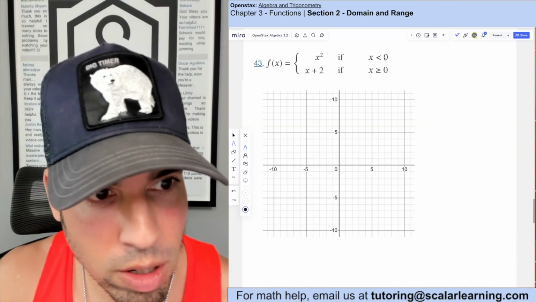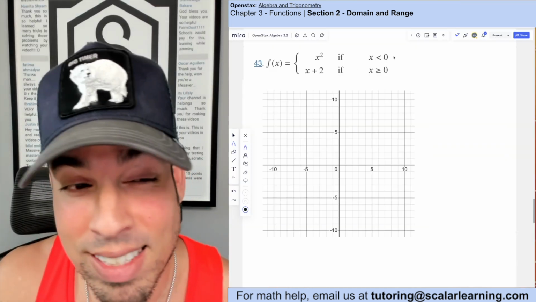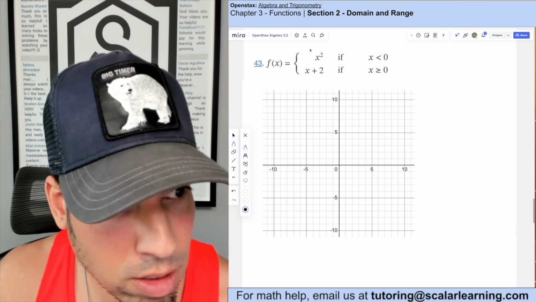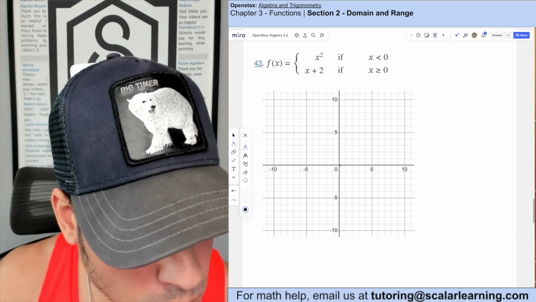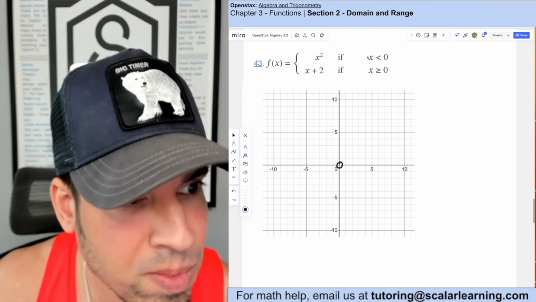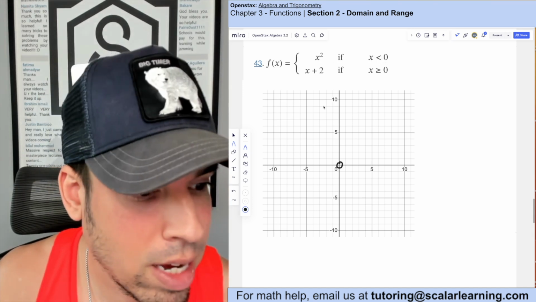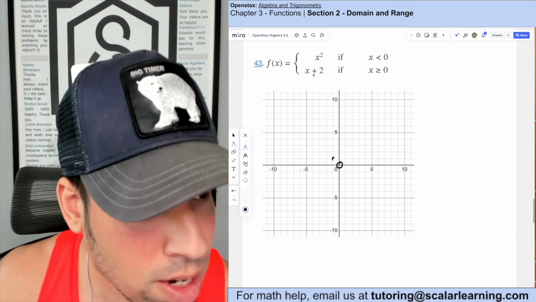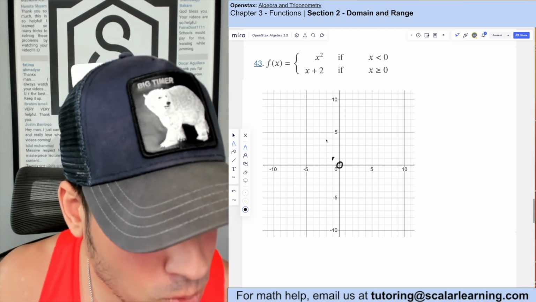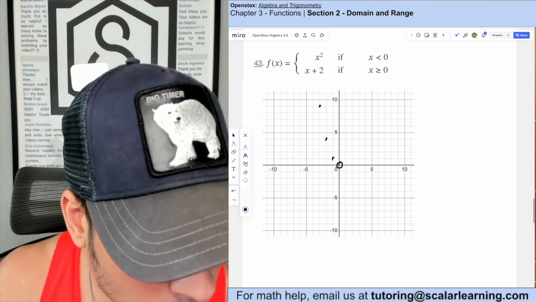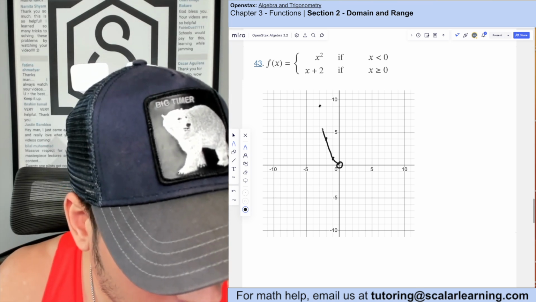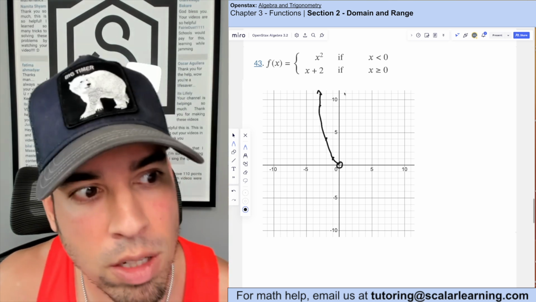Once again, we're going to start at that 0 value where x is less than 0. So I'm going to start by plugging that in. You plug in 0, 0 squared is 0, but it's not including 0, so we have an open circle. Now let's try a couple other values. -1 gives us 1, -2 in here gives us 4, and that's what we would expect, right? -3 gives us 9. A nice parabola to the left side. Let's see if I can get that to look good. Yeah. All right, there we go.